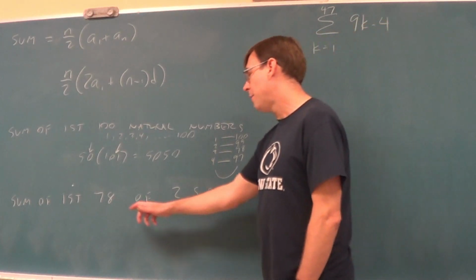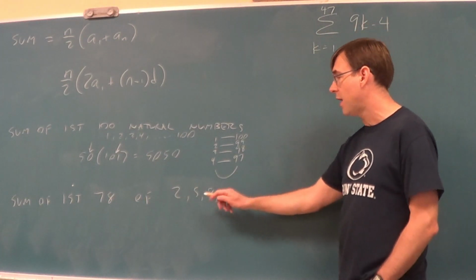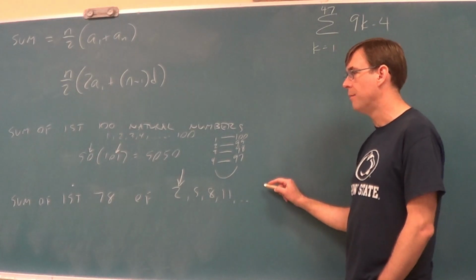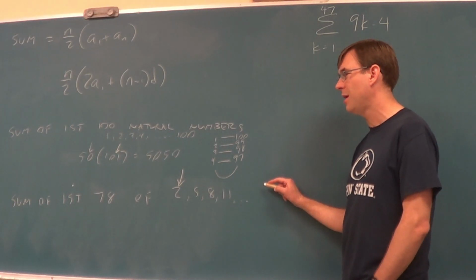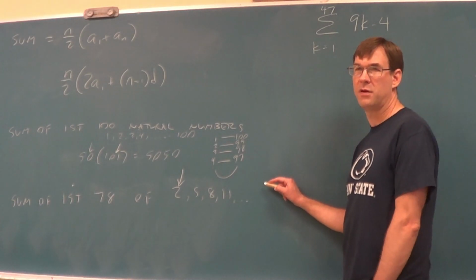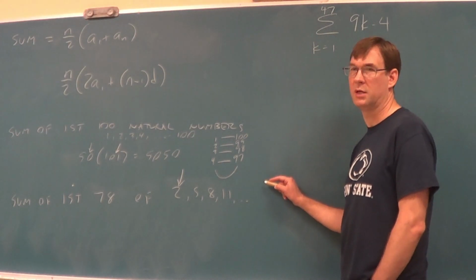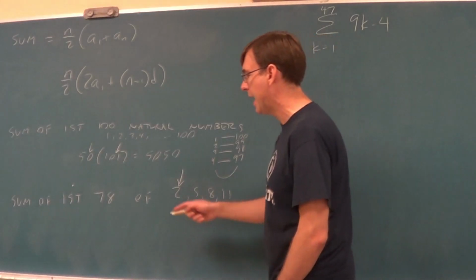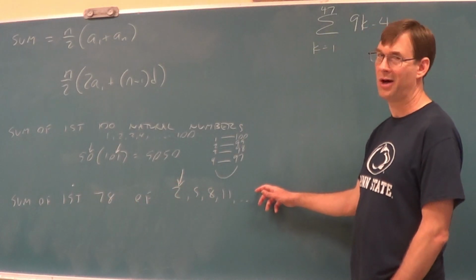The sum of the first 78 of this thing. Well, we know the first term, but we do not know the 78th term. We could figure out the 78th term if you insisted on doing it, but it'd be a fair amount of work. A few minutes ago we figured out the 52nd term of something was 157. If you wanted to jump through all of those hoops again, you could figure out the 78th term of that, but that feels like a lot of work.